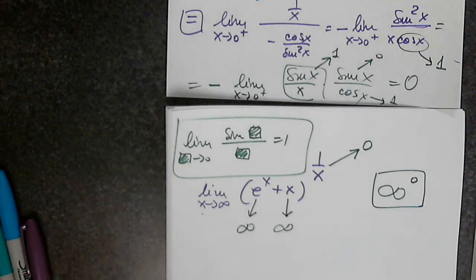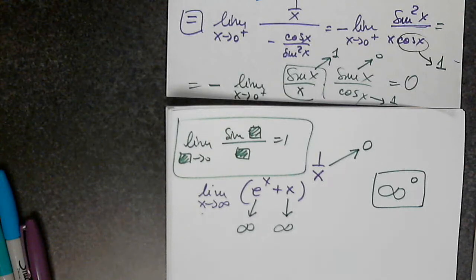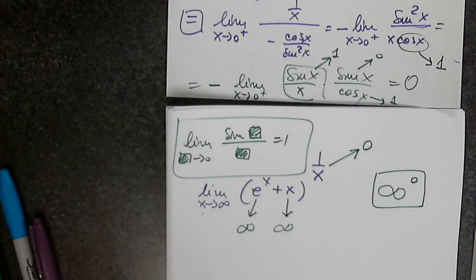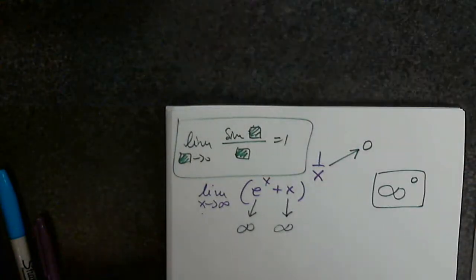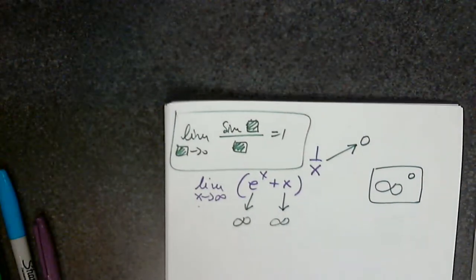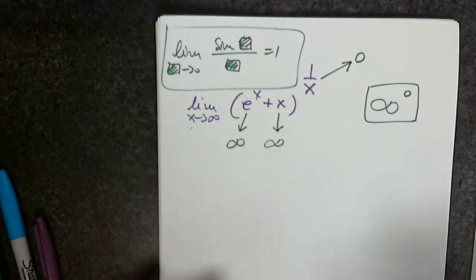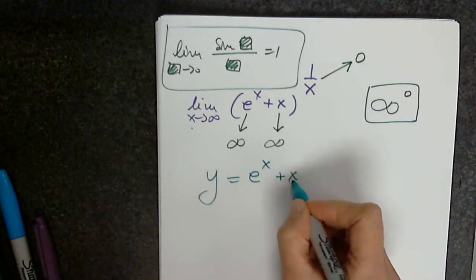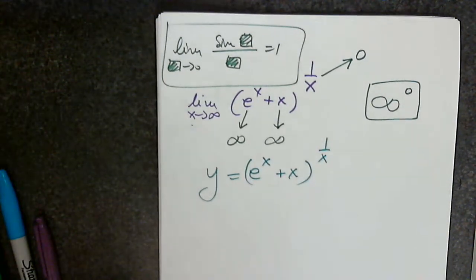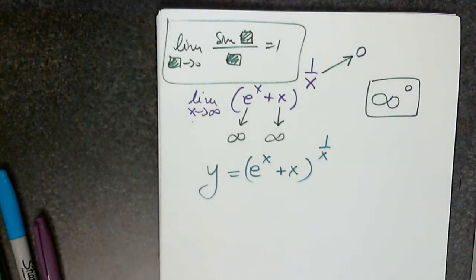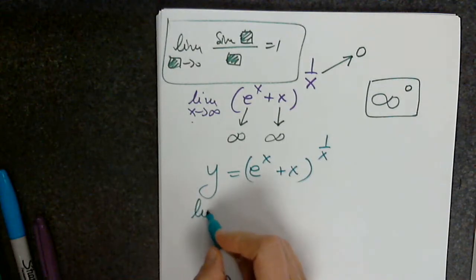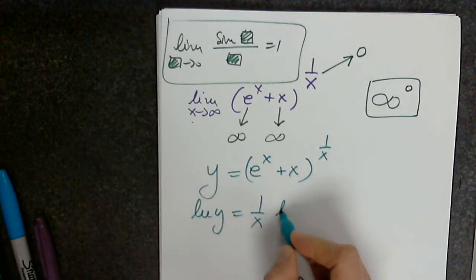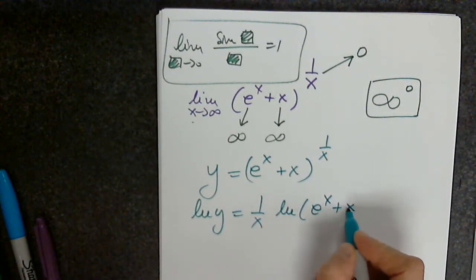This is not a friendly situation. And I have one route, and one route only. And that is, yes. So I have to name this e to the x plus x raised to 1 over x. I have to name it y. Then I have to apply natural log. Natural log y equals 1 over x, natural log of e to the x plus x.